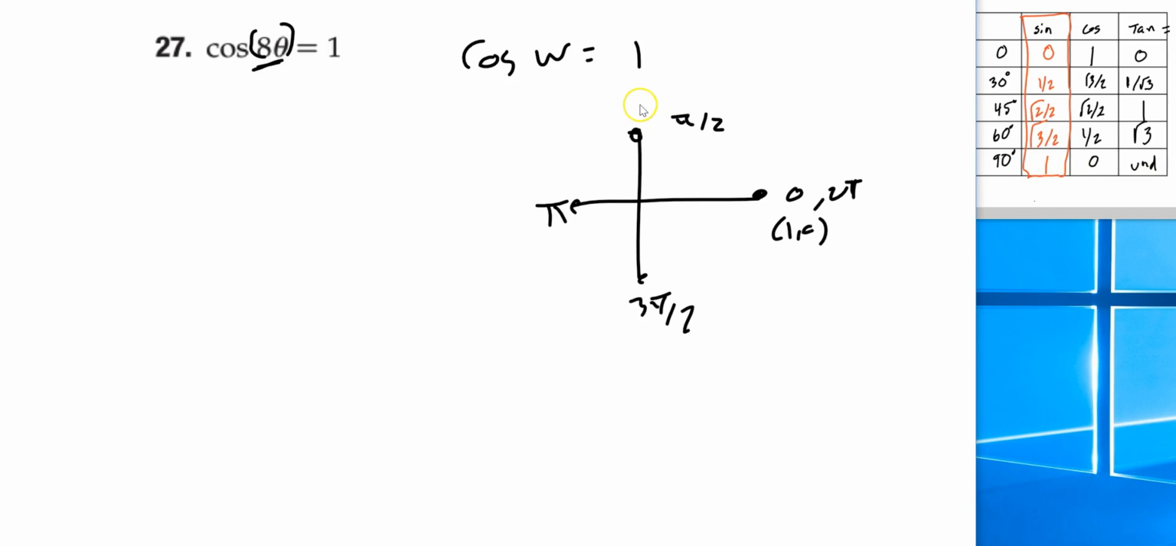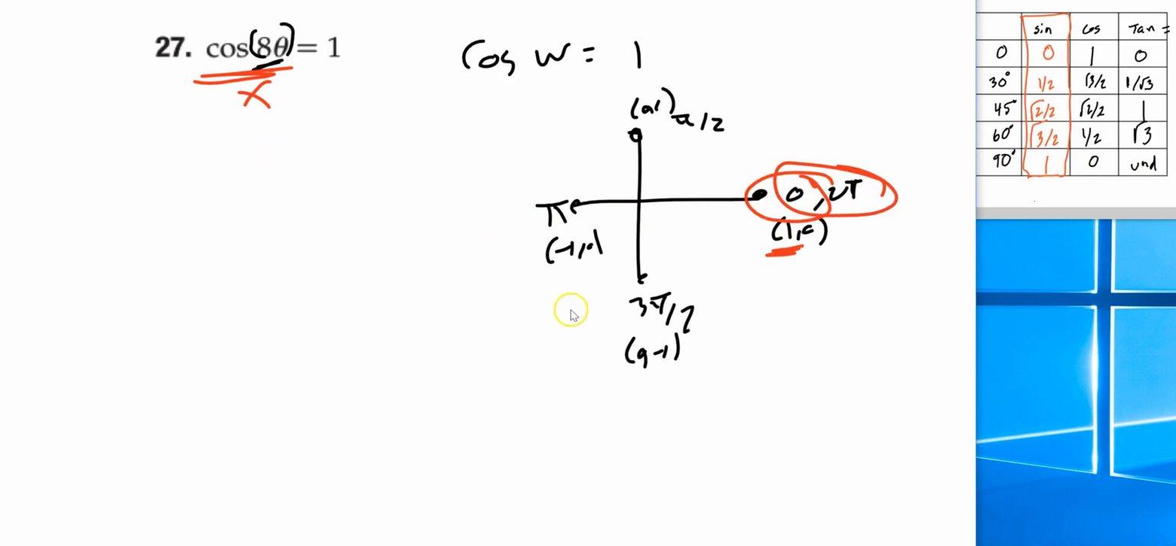1, 0, 0, 1, negative 1, 0, 0, negative 1. Now again, we're doing cosine, and cosine's the x value, sine is the y value. So we're actually asking, where does cosine equal 1 at? That only happens here. So at 0 degrees and at 2 pi. So let's rewrite it. My answers are, ignoring the 8 for now, 0 and 2 pi, or 0 and 360.